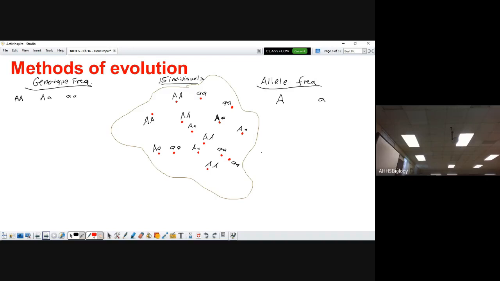Okay, so what I want y'all to do is come up with 5 numbers. From this island, can you tell me the frequency of homozygous dominant, the frequency of heterozygous, the frequency of homozygous recessive, the frequency of the dominant allele, and the frequency of the recessive allele? I'm going to do it too because I don't have the numbers yet. I need to just pick.